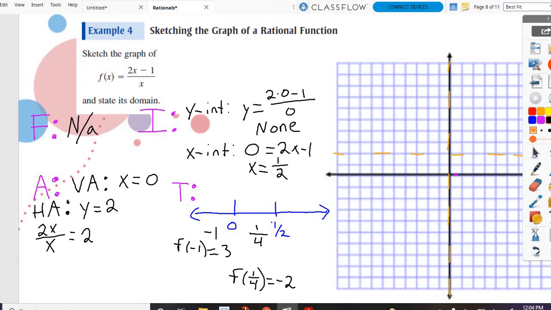And then what's something that's to the right of 1/2? 1. And what do we get when we plug in 1? That's 1. So then I'm going to plot those 3 points. So -1, 3; 1/4, -2; and 1, 1. Now, it doesn't look like we have a ton of information on our graph.